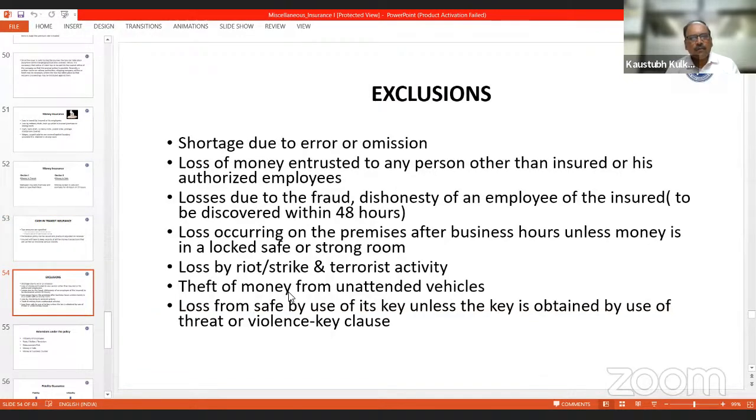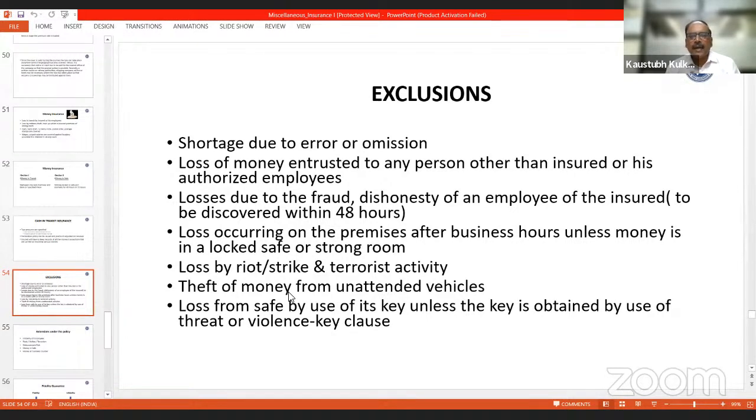Exclusions, these are very important factors. Shortage due to error or omission, not covered. Loss of money entrusted to any person other than the insured or his authorized employee, not covered. Losses due to fraud or dishonesty of an employee, those are again not covered. Loss occurring on the premises after business hours, unless the money is kept in a locked safe or strong room. So these are certain exclusions.